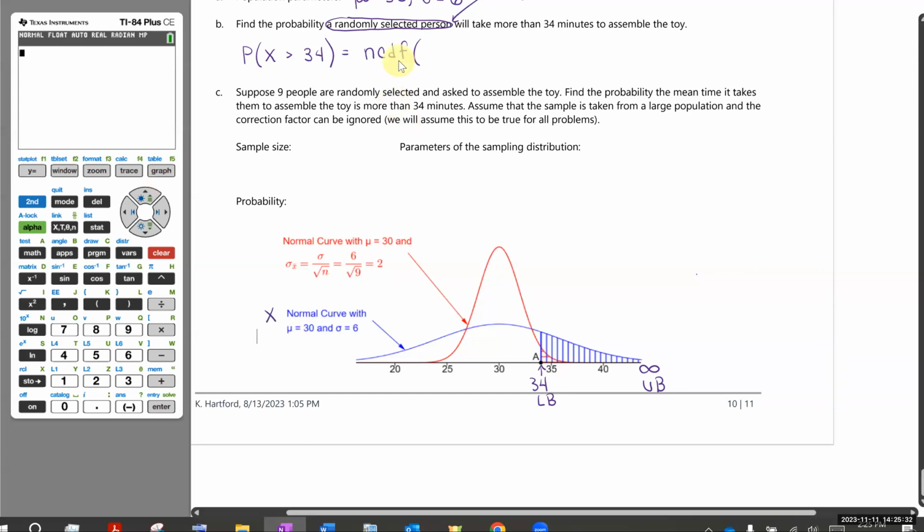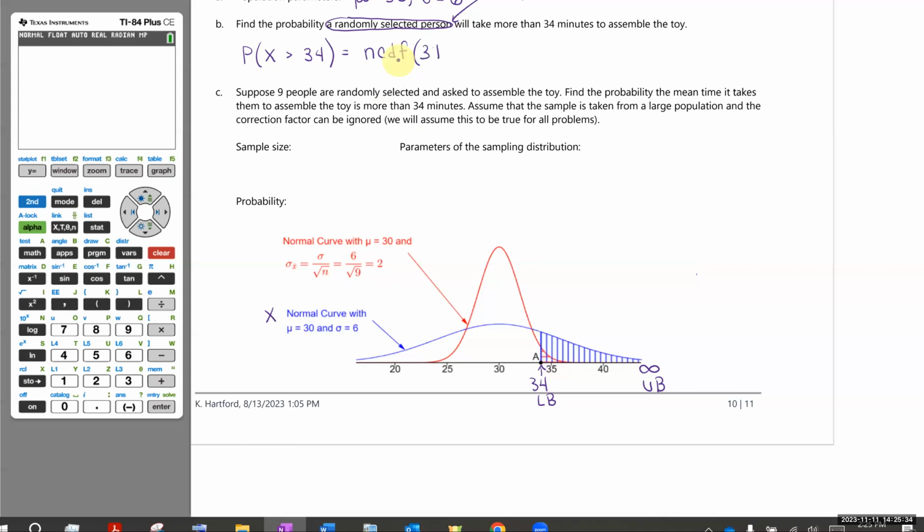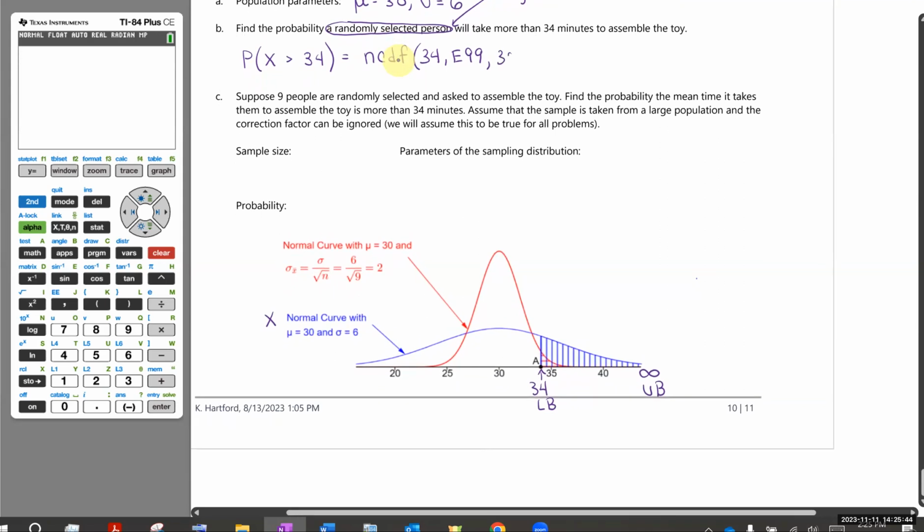All right, so let's get this in. So 34 is the lower bound, and then we do our substitute E99 for infinity. And then we needed our mean, which was 30 there, and our standard deviation of 6.